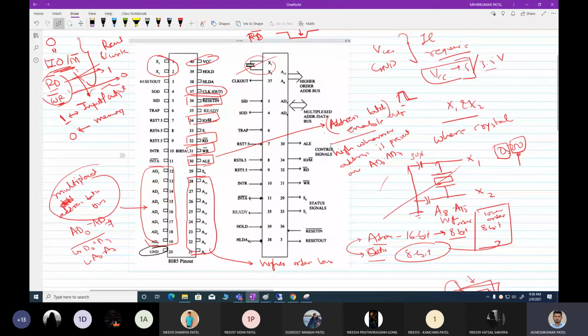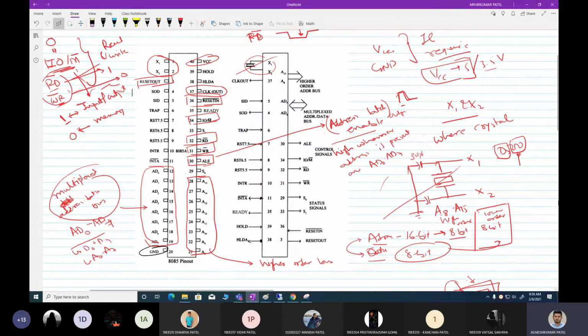So this is that reset out. But it is an output signal. When it sets a reset out signal, it will send reset out as a 1, so the signal will be high. That happens whenever you provide a reset in as low.